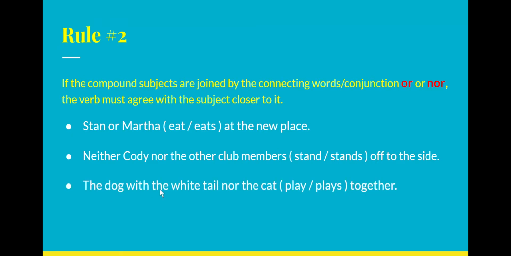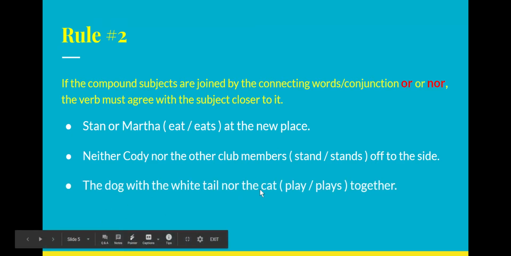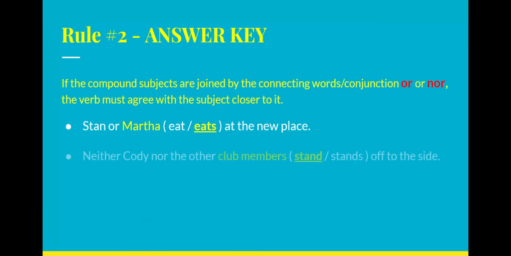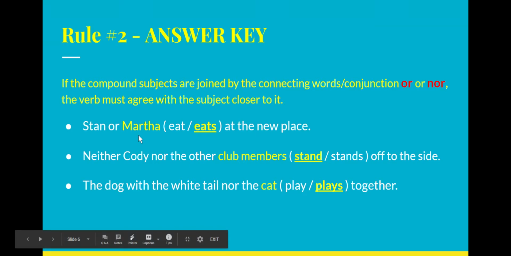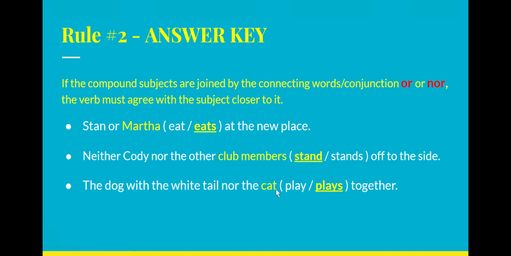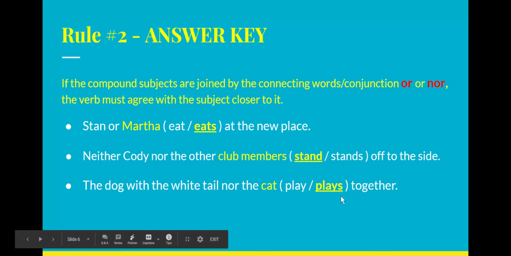Last example. The dog with the white tail nor the cat play or plays together. So again, I have a compound subject joined by nor. Here's my verb. I take the subject closest to the verb, cat. It's singular, so I choose the singular verb, plays. So here's the answer key where all of the correct answers are highlighted and underlined. So again, Martha, singular, club members, plural, stand, cat, singular, plays.